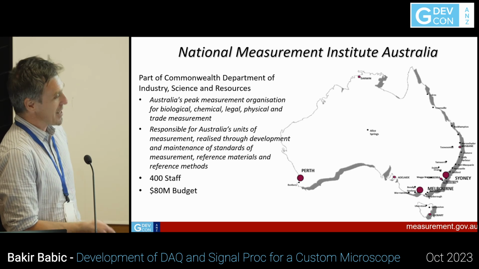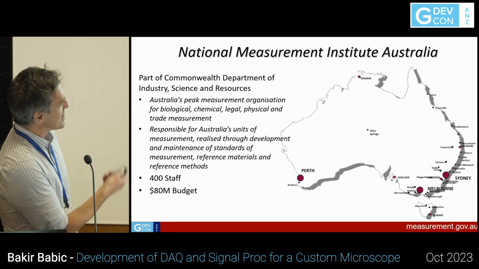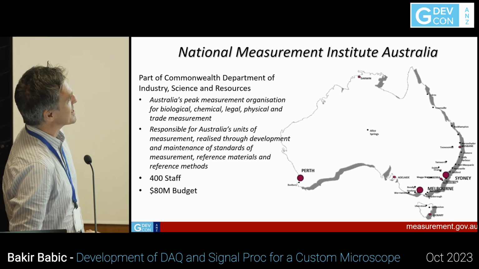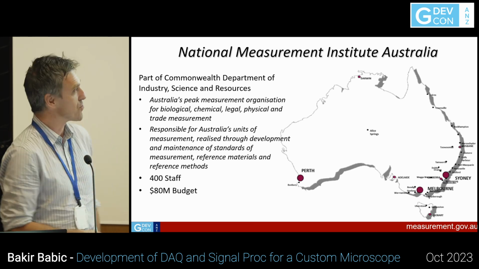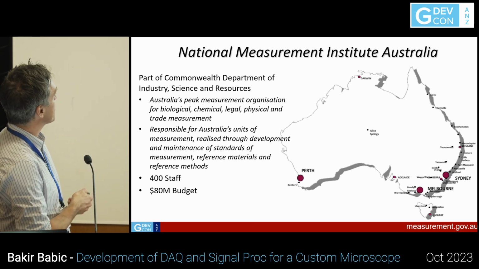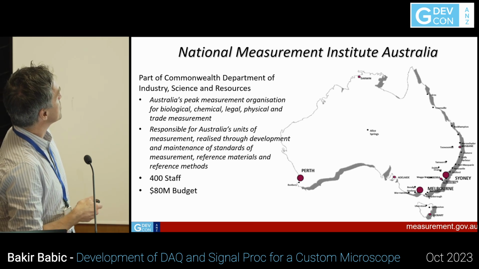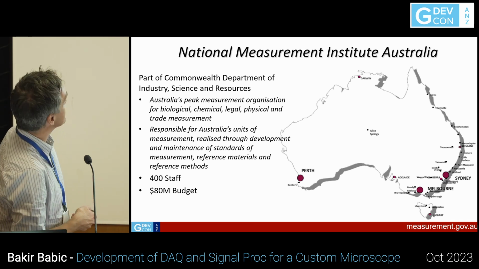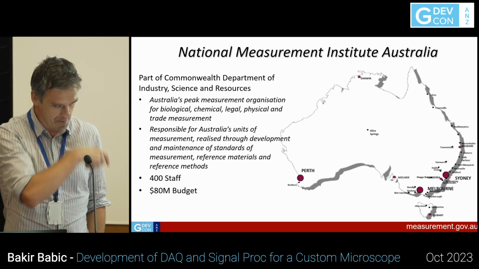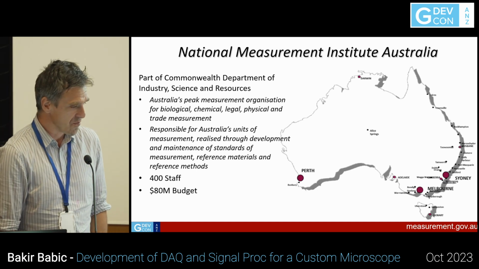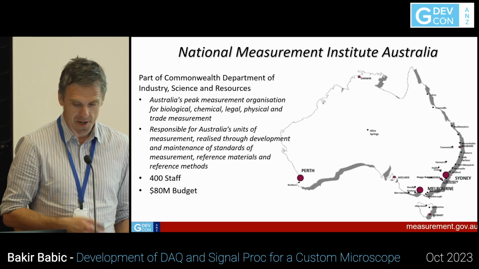Okay, so I have this generic slide for when I usually give talks outside Sydney, but our main office is actually here, although we have offices throughout Australia. We have roughly 400 staff, 800 million in budget. So we are part of the federal government, and what we are is really the Australian peak body for physical, biological, chemical, legal, and trade measurement.